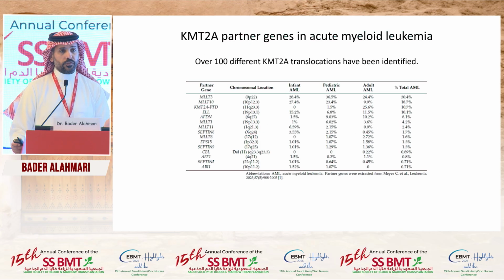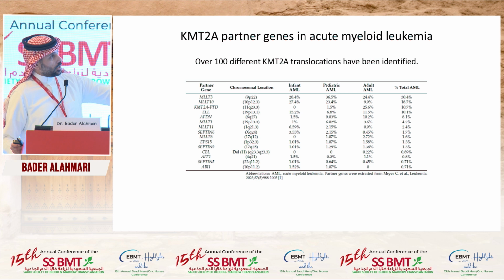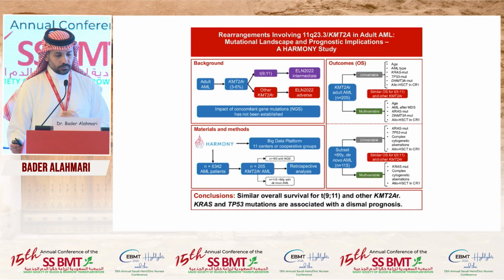There are more than one different translocation partner we can see with the KMT2 rearrangement. The most common one is MLLT3, which is at chromosome 9. It is traditionally known to be associated with probably a little bit better outcome than other partners. The most common partner with ALL is different, which is the one in chromosome 6.